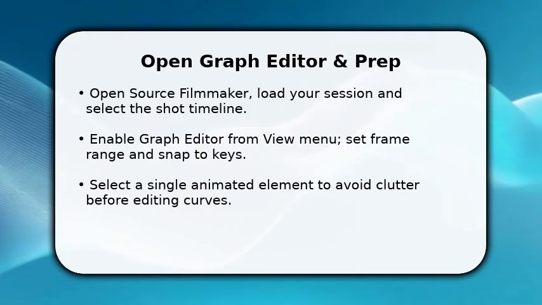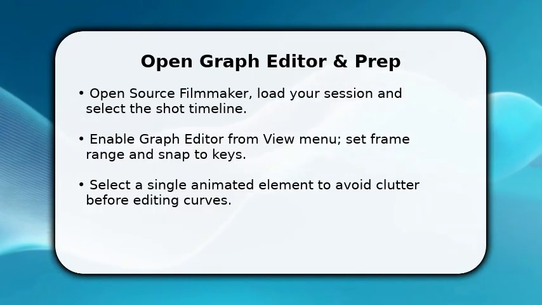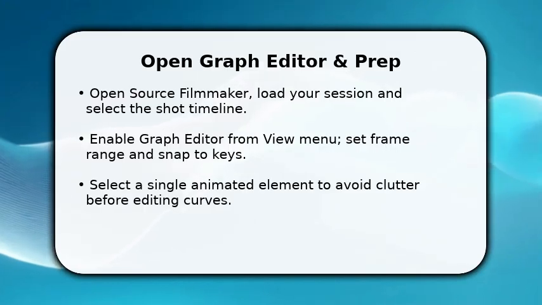You start by opening Source Filmmaker and loading the shot you'll edit. Once the timeline is ready, enable the graph editor from the View menu so you can see curves. Make sure to set the frame range to the segment. You'll adjust and enable Snap to Keys for precision.